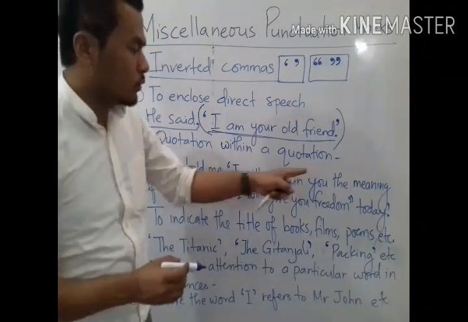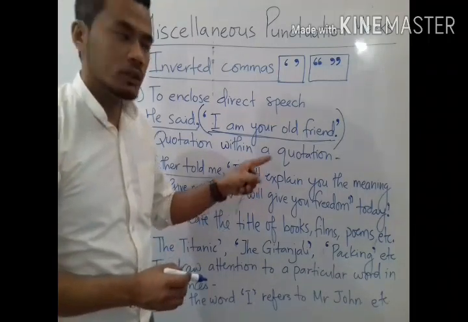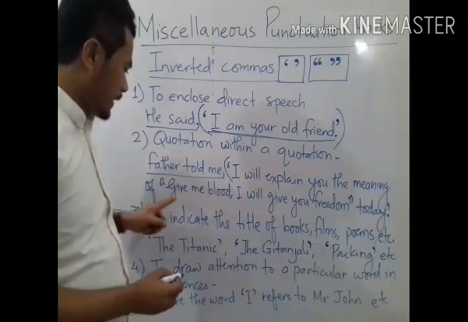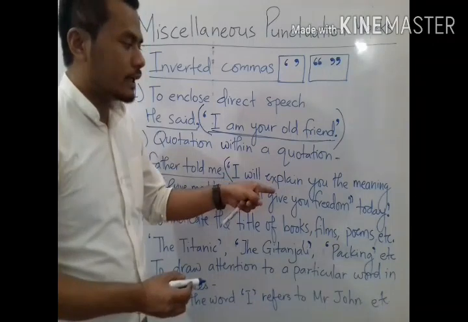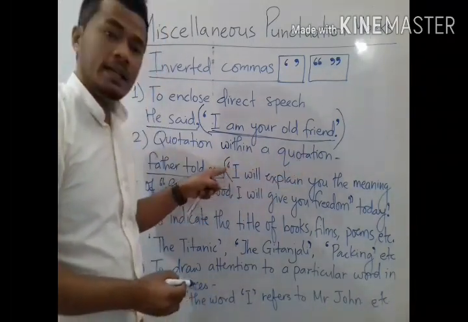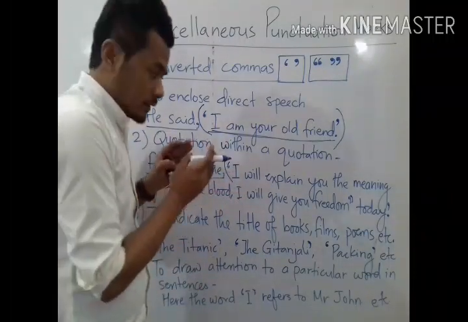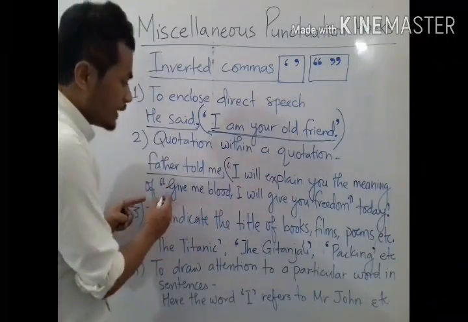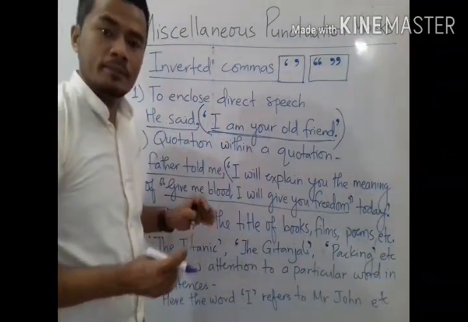Now I will explain to you the meaning of 'Give me blood, I will give you freedom' today. Now see, from here I will explain to you the meaning of 'Give me blood, I will give you freedom' today. So this is the first reported speech, so it should be in single inverted commas. But if you see it attentively, we have another quotation inside the speech, that is 'Give me blood, I will give you freedom.' It is the quotation said by S.C.